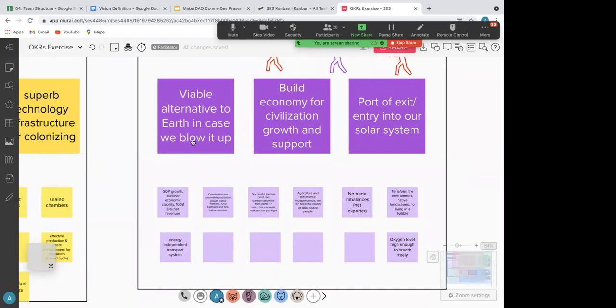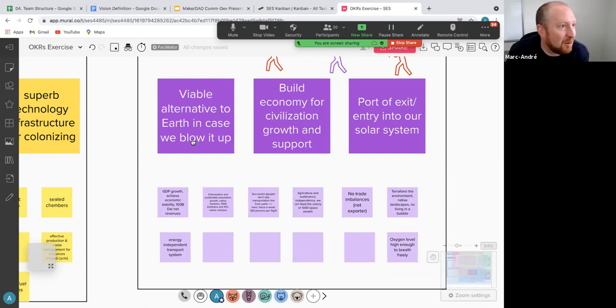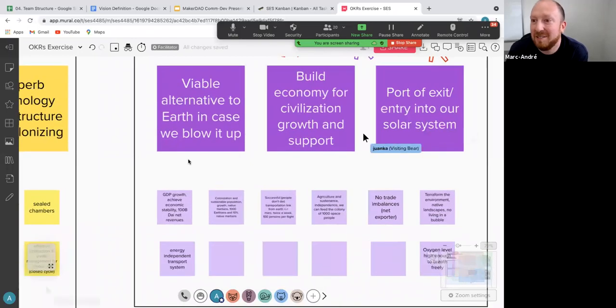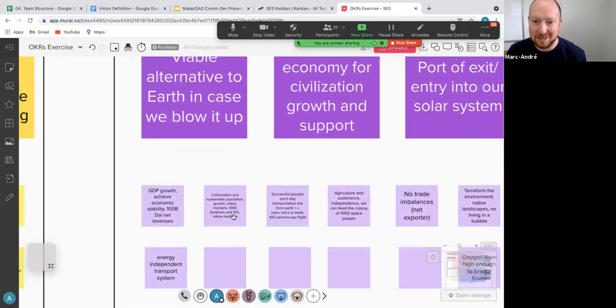So we want to build an alternative to Earth in case we blow it up. So it's kind of a plan B. We need to be ready. We want to build an economy for civilization growth and support. So it has to be a nice place where there will be economic opportunity. And we want Mars to be the port of entry and exit to the solar system. So we want it to be a very important place in the solar system.